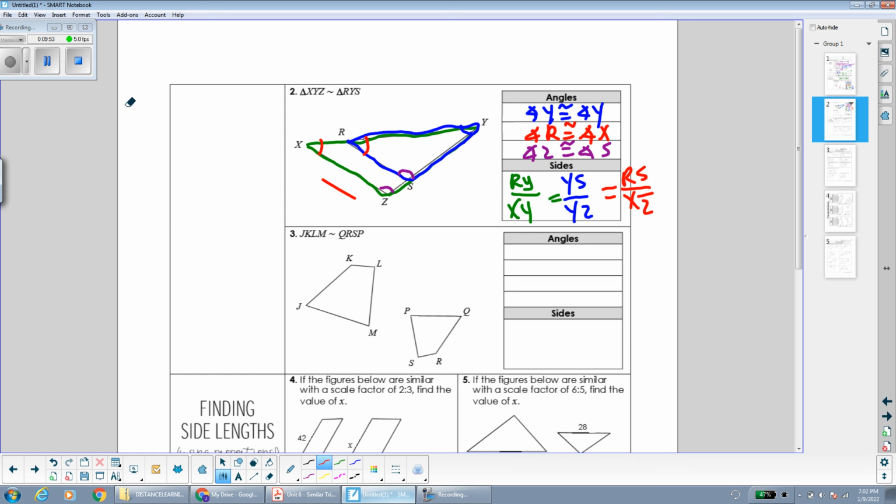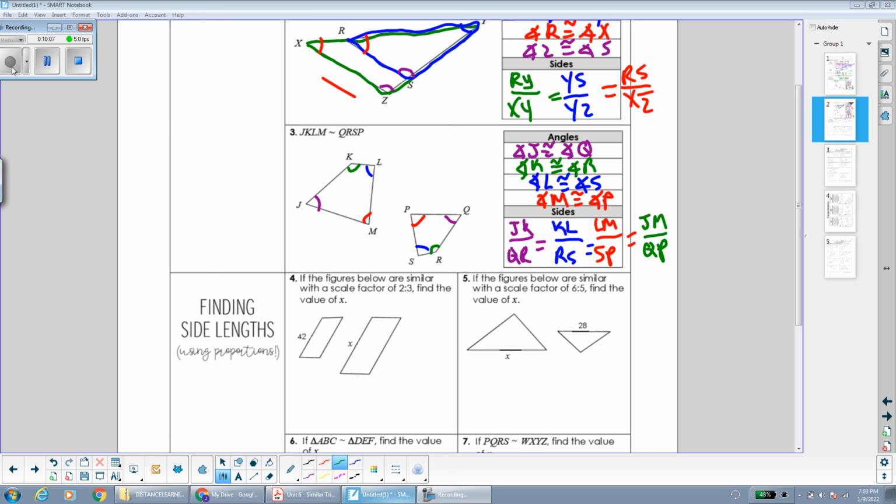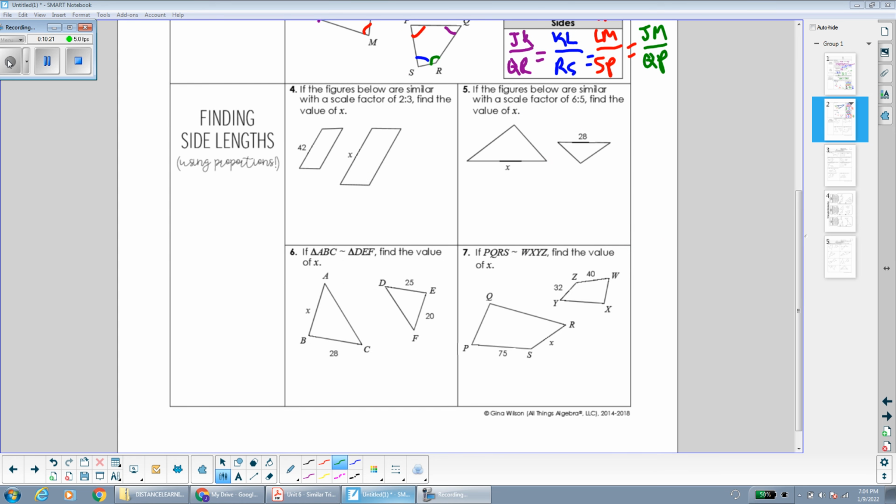Take a second and write a similarity statement for the next one, list all of the congruent pairs of corresponding angles, and write a ratio relating the proportional sides together. You can take a second and check your work and make sure that you have the correct angles listed together as congruent and that you have the corresponding sides labeled as proportional to each other in your ratios.